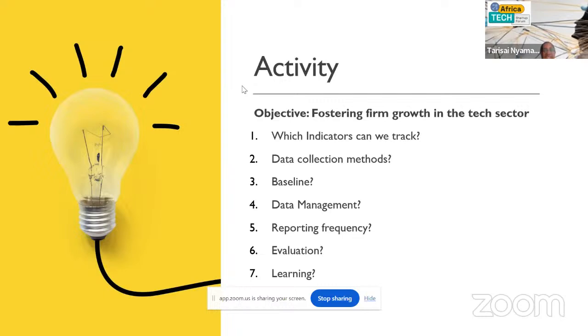And then the aim here is that we want to foster firm growth within the tech sector as an ESO. That's our goal. That's our objective. That's what we want to achieve, right? So what indicators can we track?